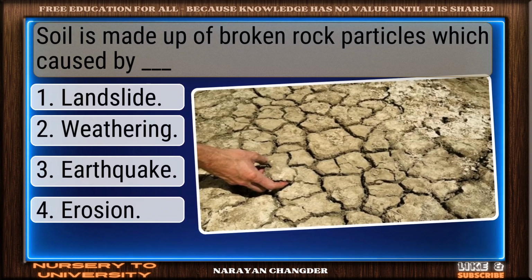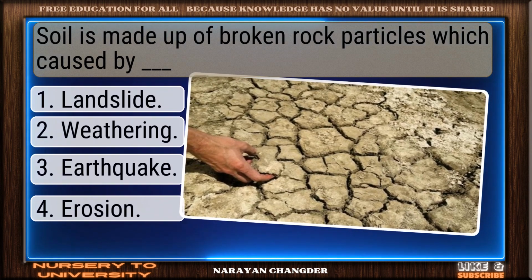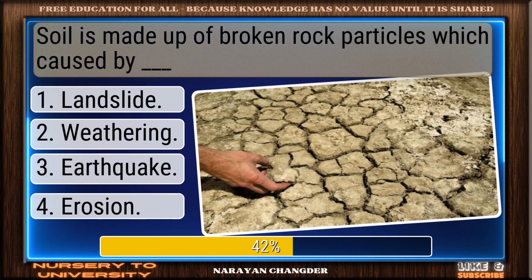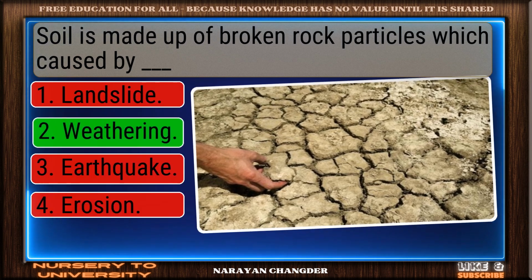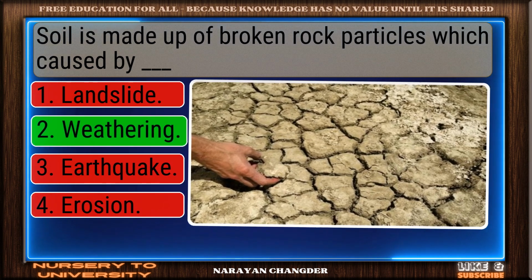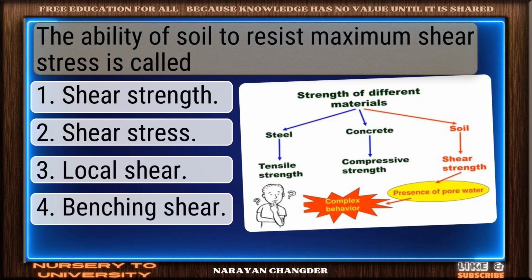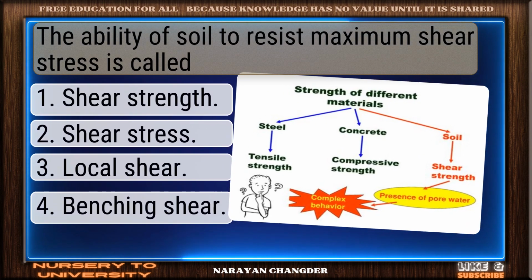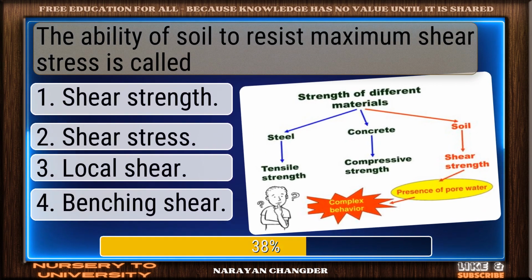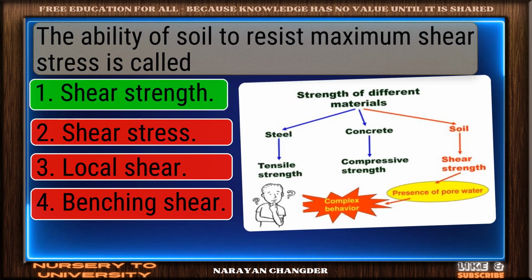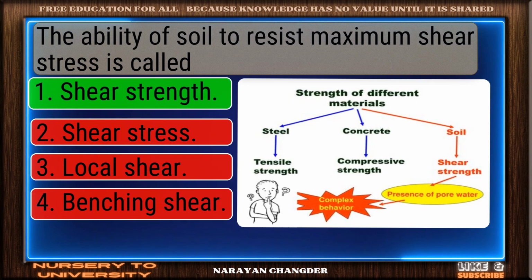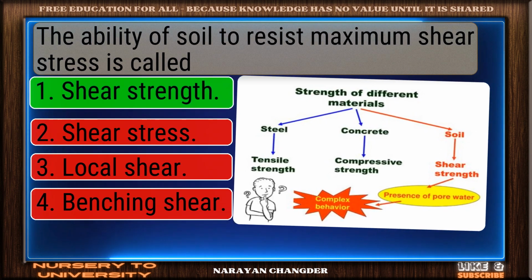Soil is made up of broken rock particles which are caused by dash. Perfect. Weathering is the correct choice. The ability of soil to resist maximum shear stress is called... Great job. Shear strength is the accurate answer.